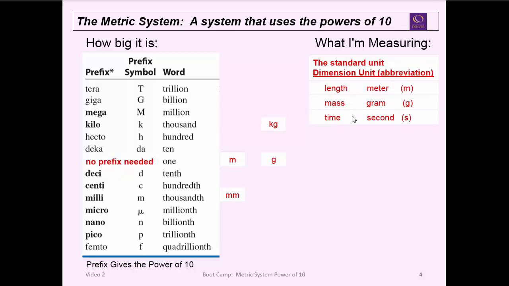And anyway, you could go on and look at these other dimensions. Time could do the same thing. It's a second, or the abbreviation S. So you could put an MS together and you'd have a millisecond. It's very small. Or you could have a KS together and you'd have a kilosecond. That's 1,000 seconds. So everything is done in powers of 10.